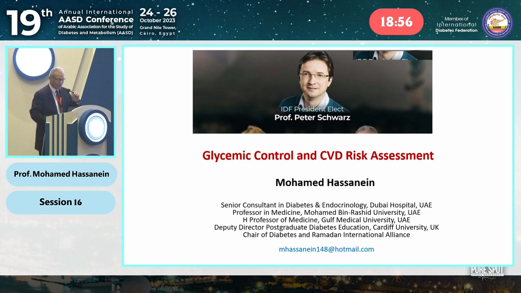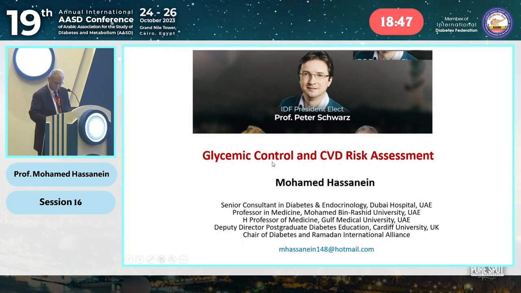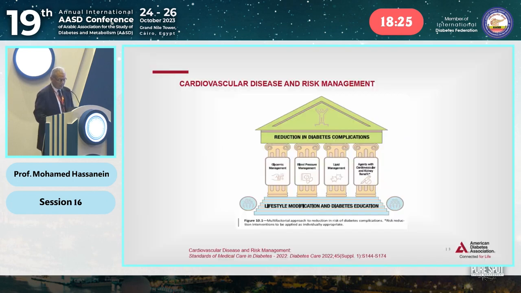So I'm going to talk about the cardiometabolic risk assessment and the cardiometabolic risks in people with diabetes. Obviously the concern about cardiometabolic problems is that this is the major cause of death in people with diabetes. Every 6 seconds it's being calculated that one person would be dying because of cardiometabolic related complications. And obviously what we want to do is to try to reduce these problems.